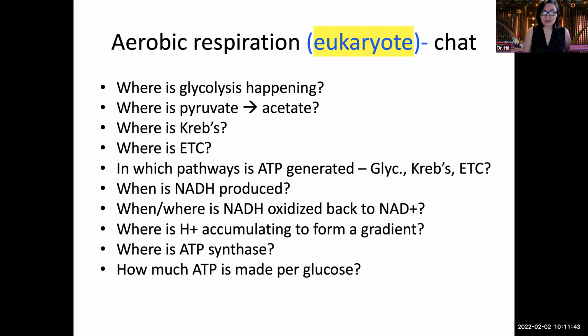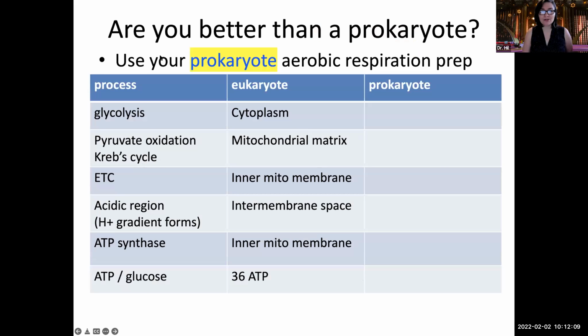it is possible to measure how much ATP is made per glucose. This number varies a little bit, and it's sometimes stated differently depending on the textbook you read. But in this class, what did I tell you when you did your prep? What was the amount of ATPs per glucose in a eukaryotic cell? Right, 36, okay?